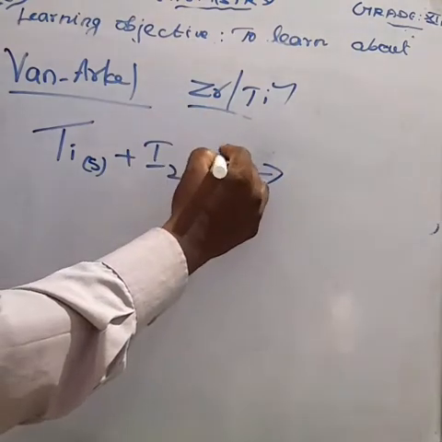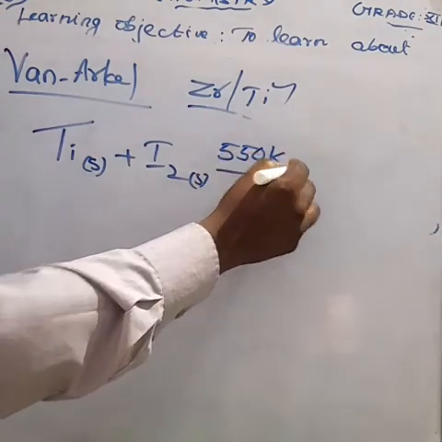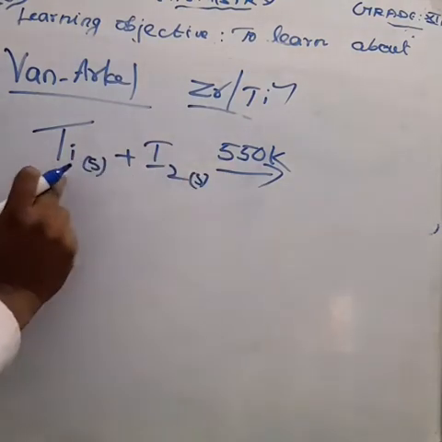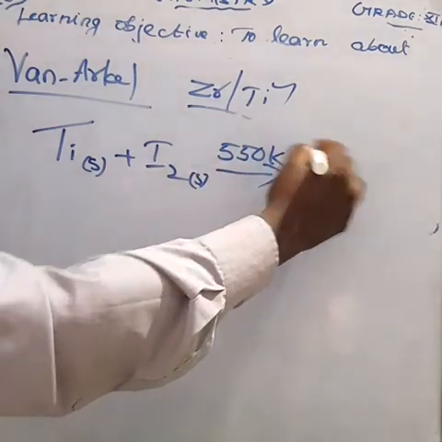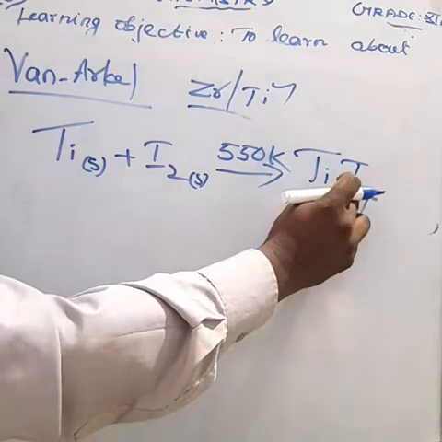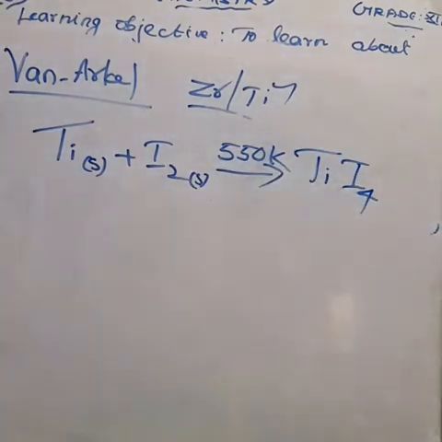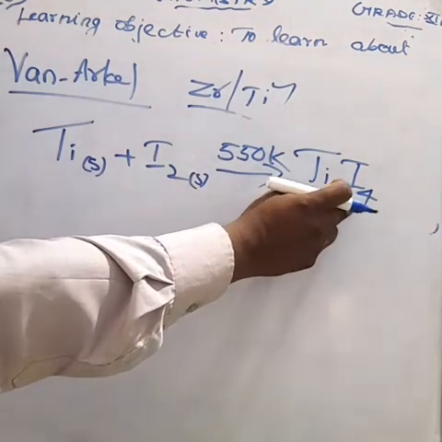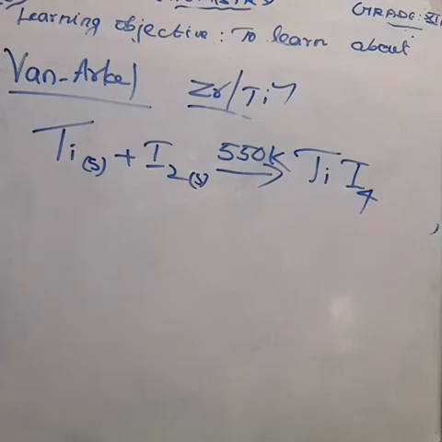550 Kelvin. What is the temperature? 550 Kelvin. On heating we get a volatile compound, titanium tetraiodide. So the formula is TiI4, titanium tetraiodide. Temperature 550.